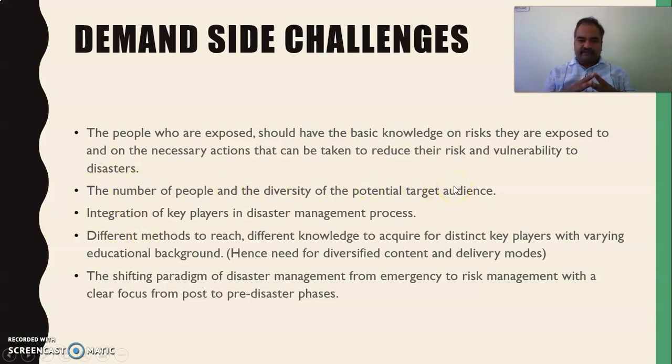And the third one is integration of key players in the disaster management process. This is the most important thing. You try to integrate the key players into this ICT tool. Let us suppose I am a common man. If I have developed an application and I start giving publicity to that, who will listen? Nobody will listen.